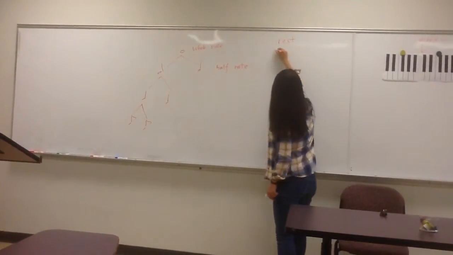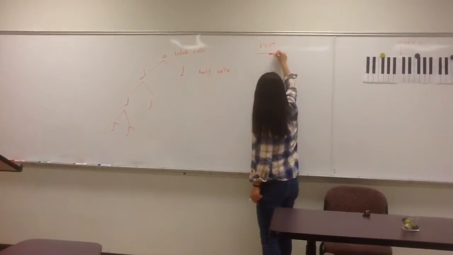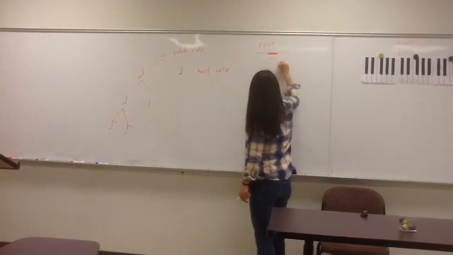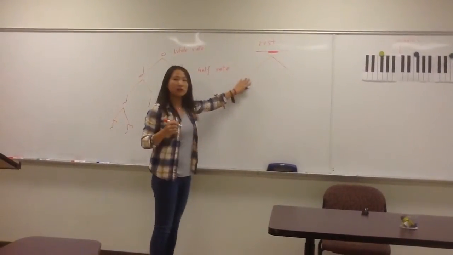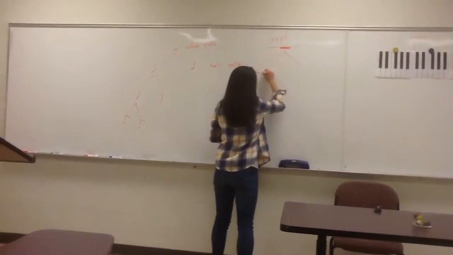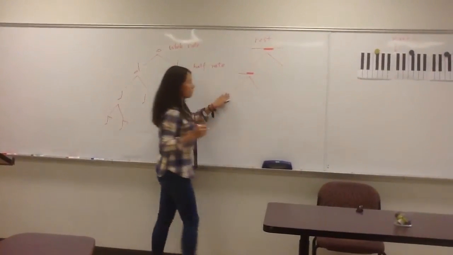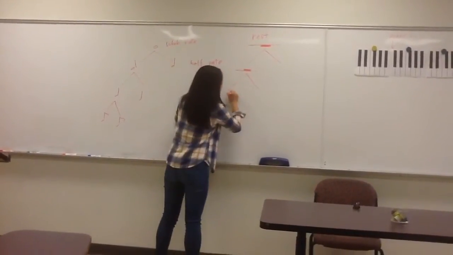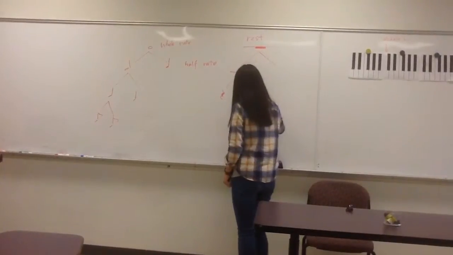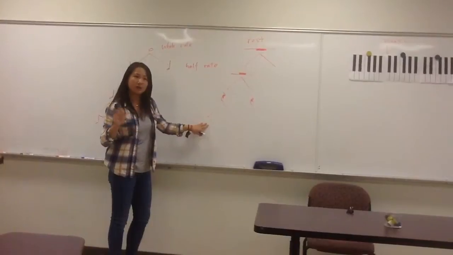Rest. Okay. So, what's this one? Whole rest. Okay. So, whole rest equals? Half rest. How many half rest? Two. Two, yes. Two half rests. And one half rest equals to? Quarter rest. Quarter rest. Okay. And one quarter rest equals two? Eighth rest, right.